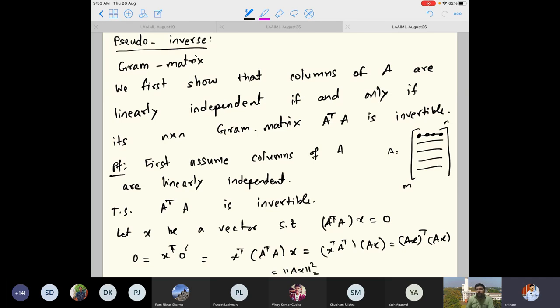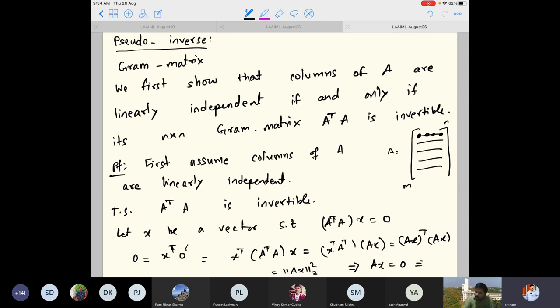I hope you have seen the lecture that I have already shared with you about the norms, right? Different norms, the concept of similarity, and so on. So (Ax) transpose Ax is the 2 norm of Ax squared. And now we are saying that this 2 norm is 0. So this argument will imply that Ax has to be equal to 0. The norm of a vector is 0 if and only if the vector itself is 0. Ax is a vector, so Ax has to be equal to 0.